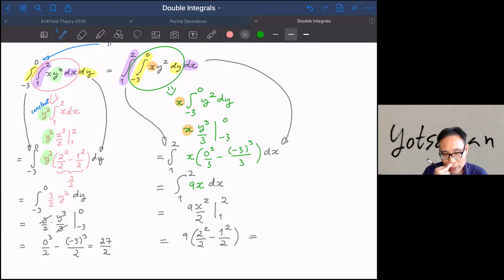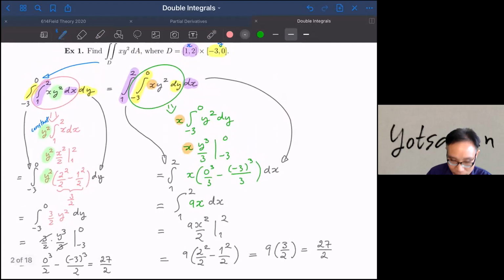So it's going to be what? It's going to be 2 minus 1/2. So it's going to be 9 times 3/2. So it's going to be 27/2. Okay, so you see that we'll be able to compute this double integral in two different ways.